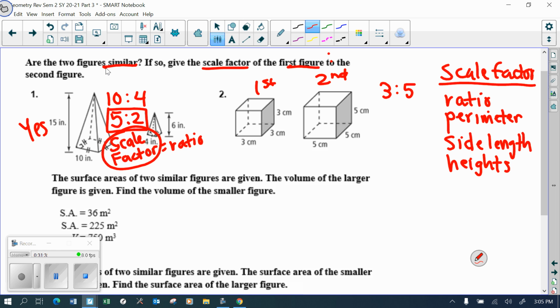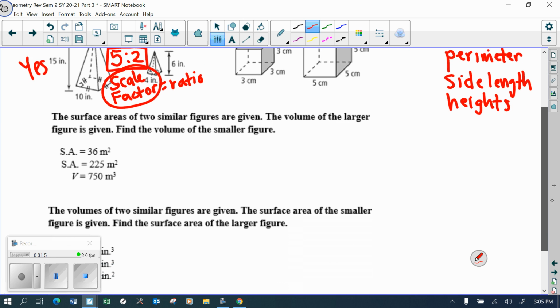I did the side length. I did 10 to 4. I did the heights, 15 to 6. All those are linear, meaning degree 1. So for scale factor, if they gave me 2 heights, then I would just compare the heights. If they gave me 2 side lengths, compare 2 side lengths. If they gave me the perimeter of each, do that and then reduce the fraction down. Okay, that's just a side note there.